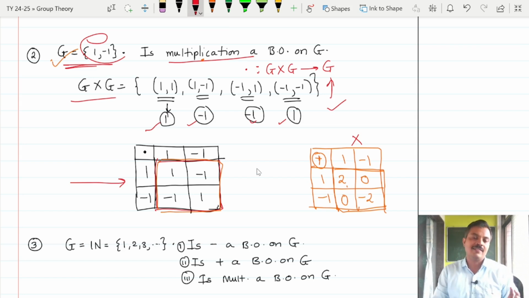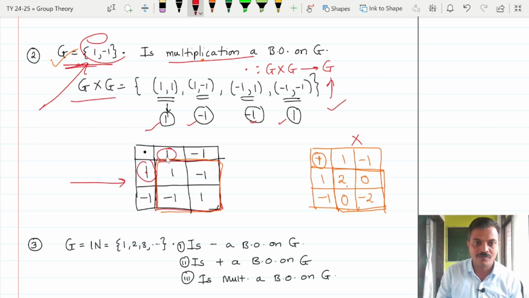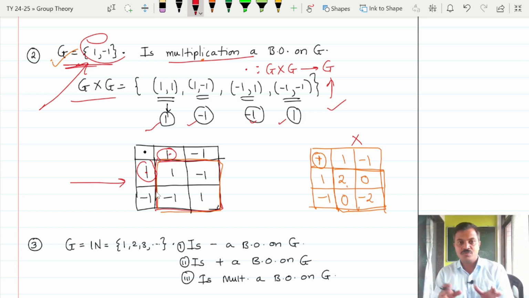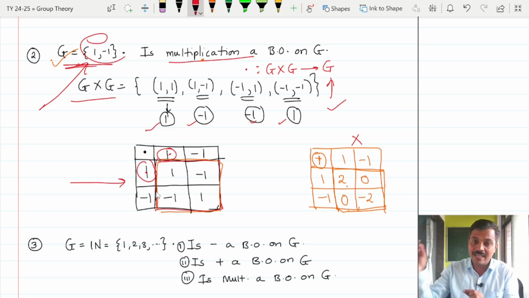So there is a simple idea. You take any two elements of the set G, repetition is allowed. Remember, as you can see, 1 multiplied by 1 is there, right? This is from G, this is also from G. So you take two elements from G, repetition is allowed, and whatever operation is given, you perform the operation on those two elements. And if the outcome lies in G again, then that operation will be called a binary operation.